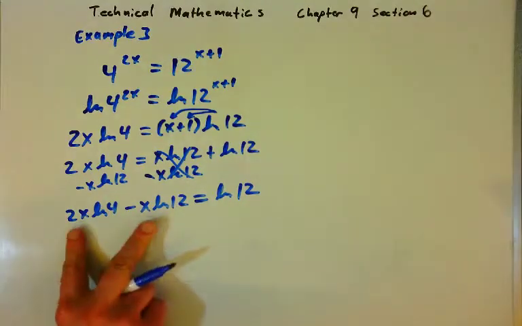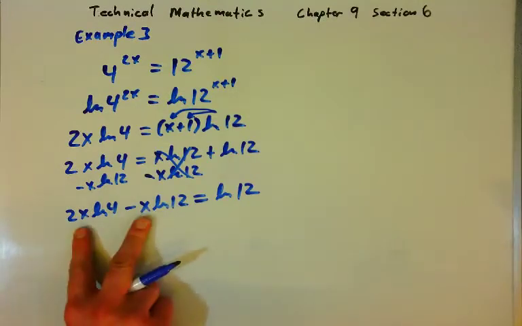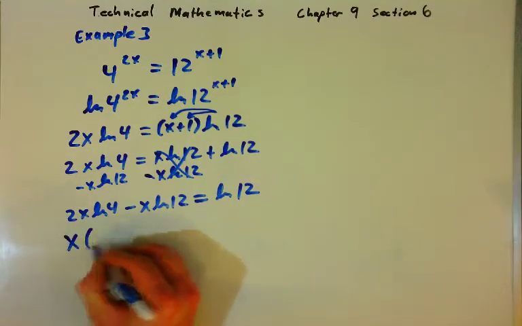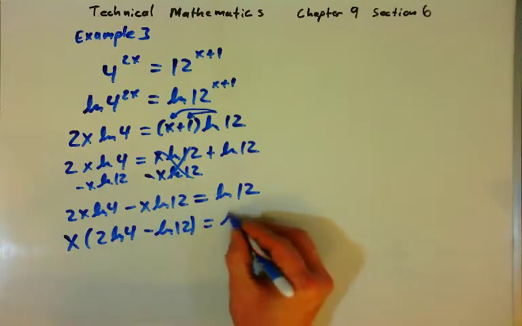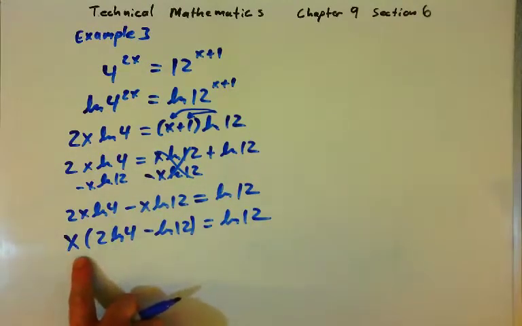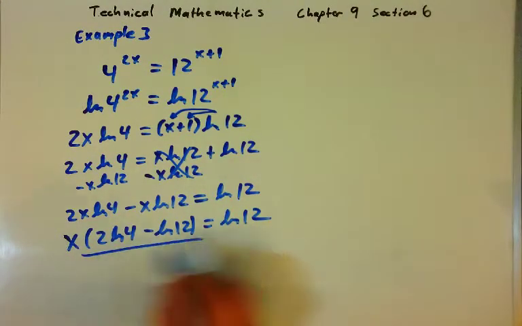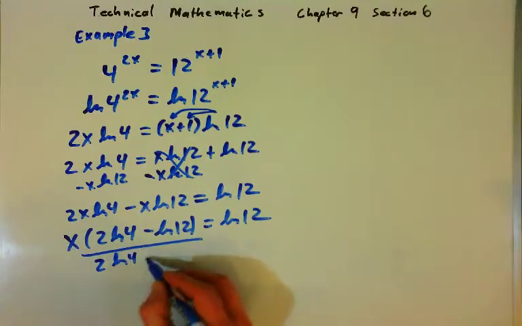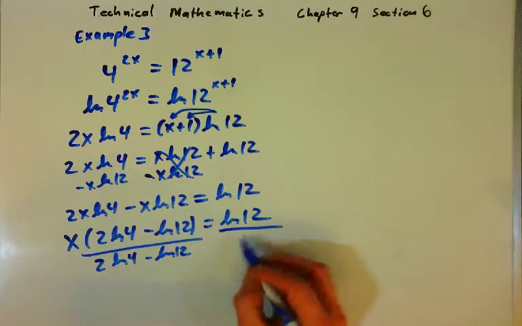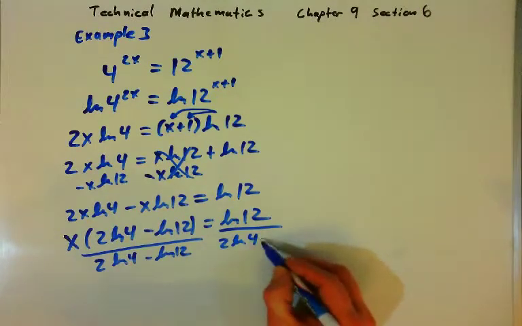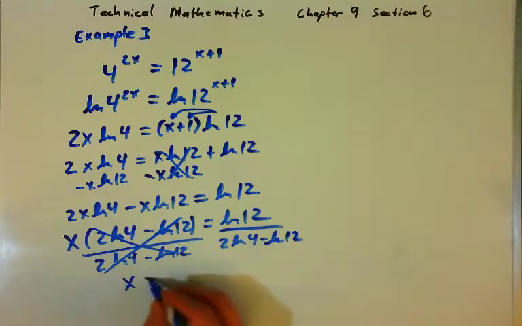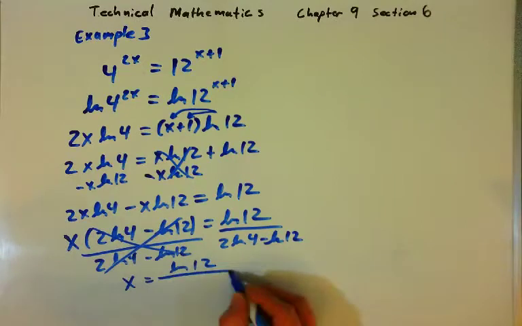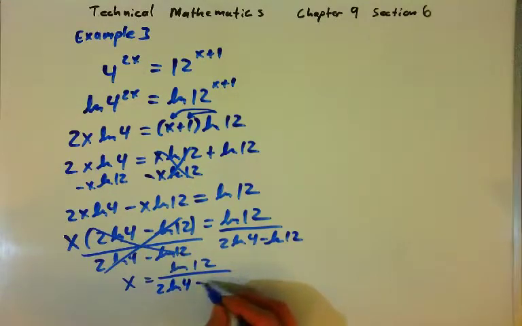That means I can factor the x out. So my goal is to get the x as a single x, right? I have two x's now. When I factor it out, I'll have a single x, 2 ln 4 minus ln 12 is equal to ln 12. So now I have the x isolated. I can solve for x now by dividing by everything in parentheses. 2 ln 4 minus ln 12. Same thing over here. Divide by 2 ln 4 minus ln 12. All of this cancels, and we get x is equal to the natural logarithm of 12 divided by 2 times the natural logarithm of 4 minus the natural logarithm of 12.